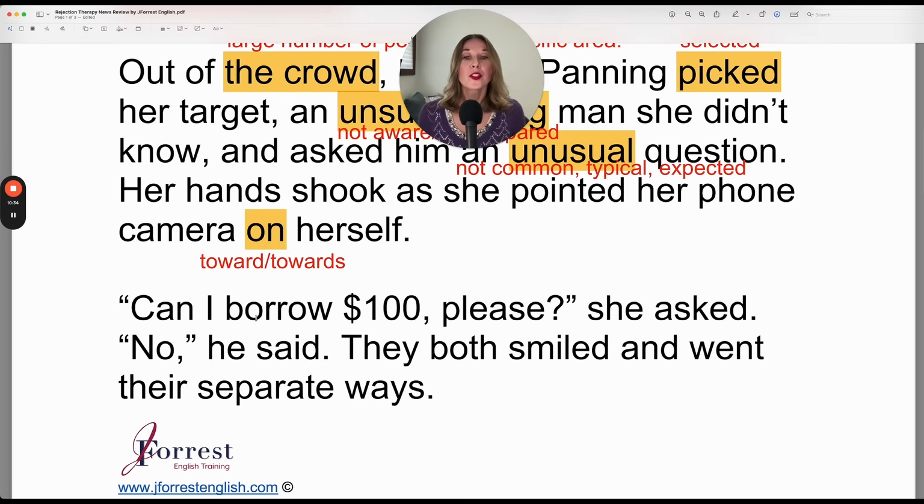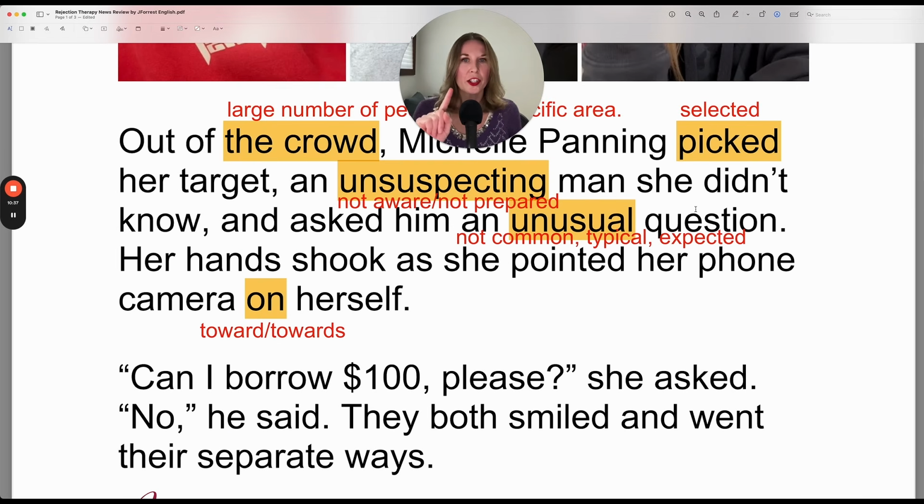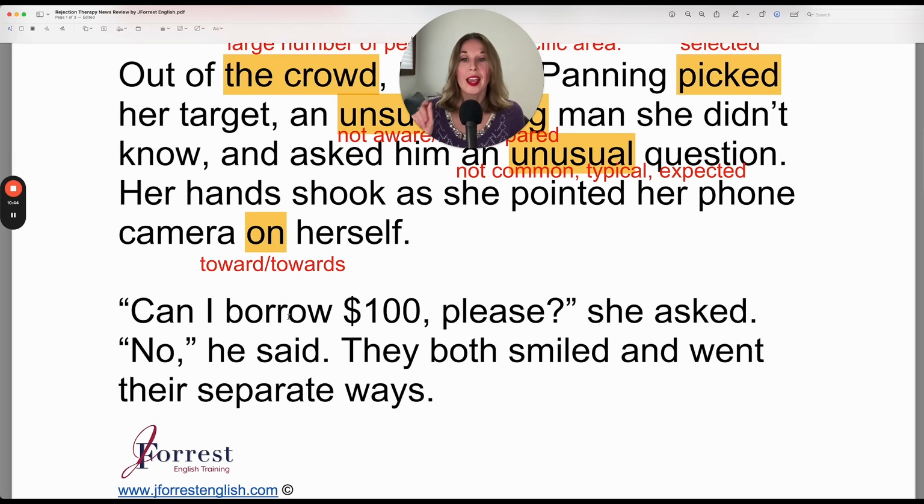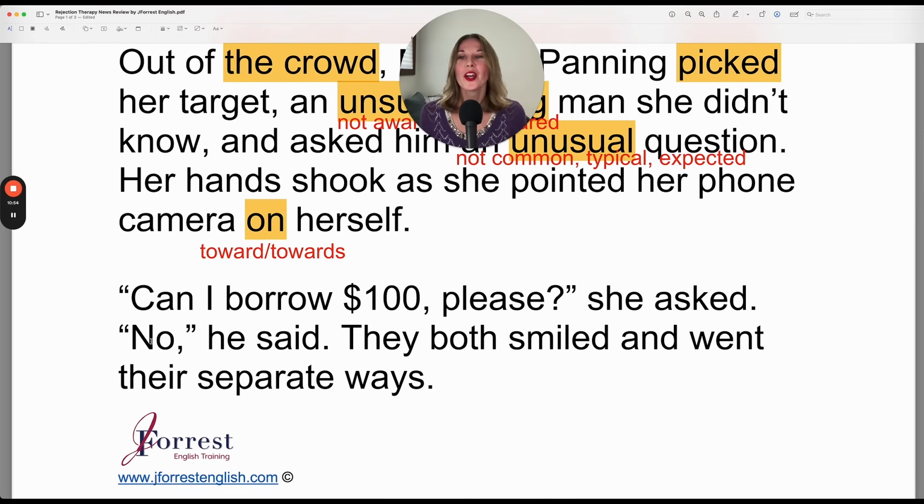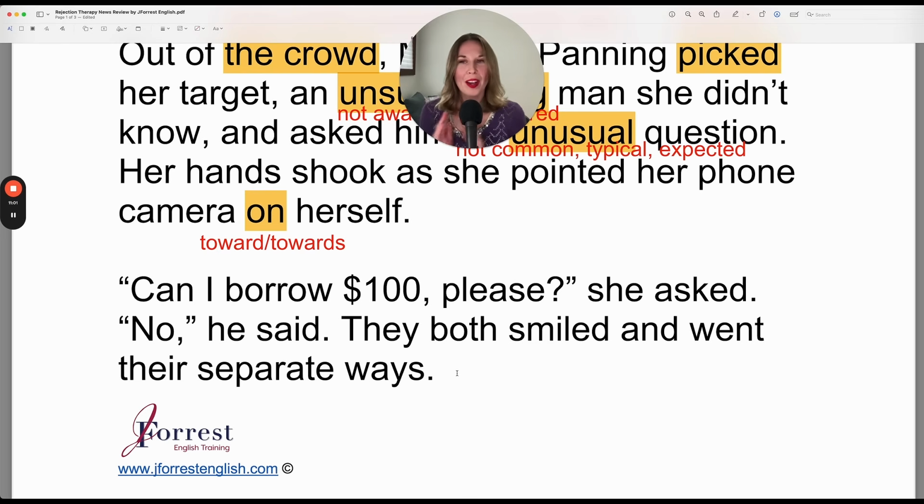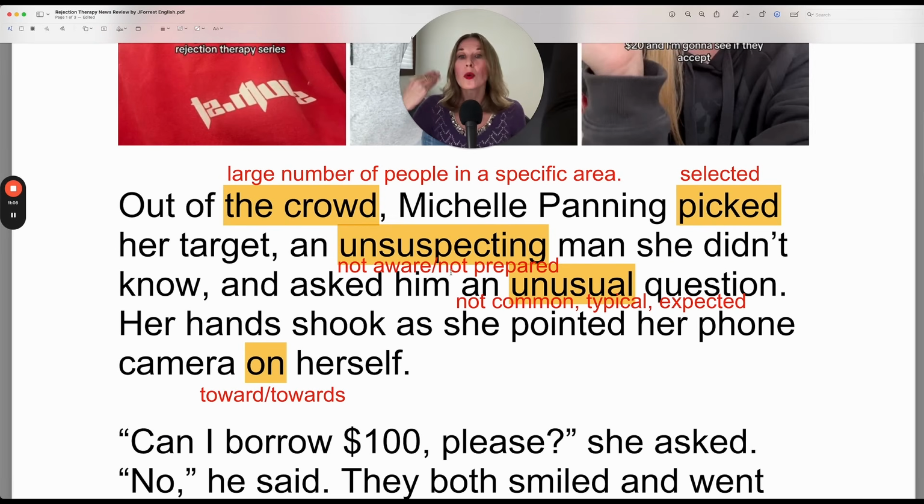So here's the unusual question that she asked an unsuspecting man who she picked out of the crowd. Can I borrow $100, please? Okay, so unusual question. She asked. No, he said. They both smiled and went their separate ways. I wonder how I would respond in that situation, because you have to remember, in this situation, you're unsuspecting.